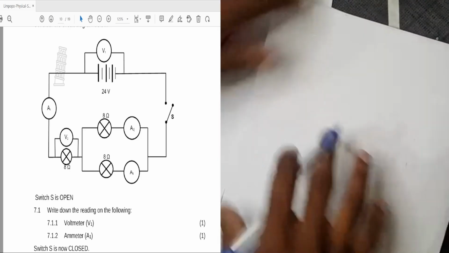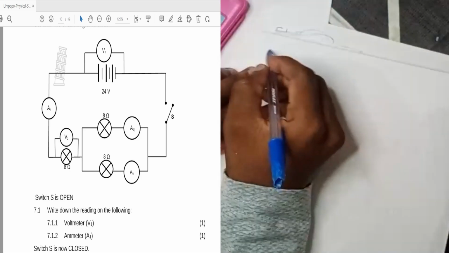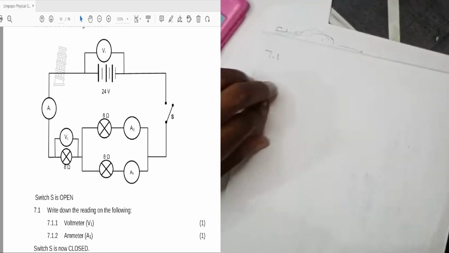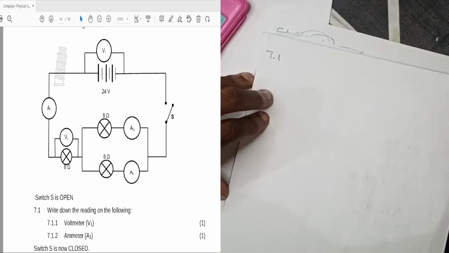I hope you can see my stuff here. 7.1, they say write down the reading. Switch S is open. It means there's no electricity flowing here. The only reading we can have is on V1.